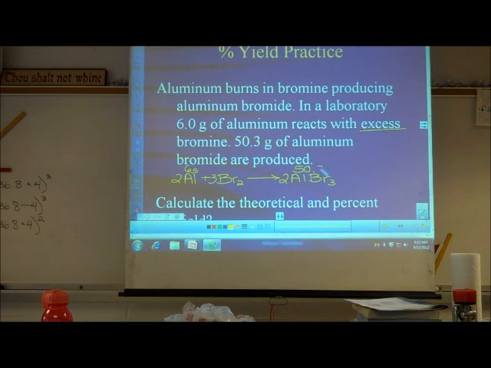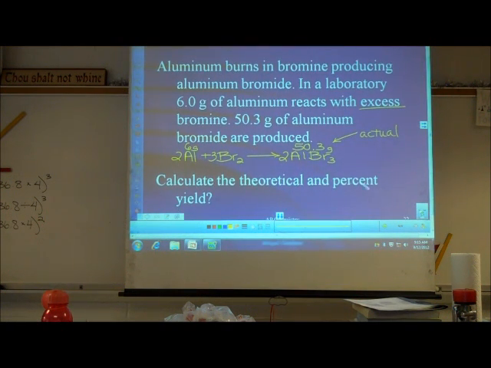What is this number that they've just given me? What kind of yield is it? Actual. This is the actual yield. Remember, I told you, theoretical will never, ever, ever be given to you. You will always have to calculate that. And the question says, calculate the theoretical and the percent yield for aluminum bromide. Go.